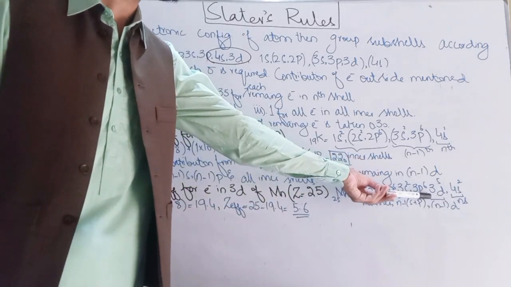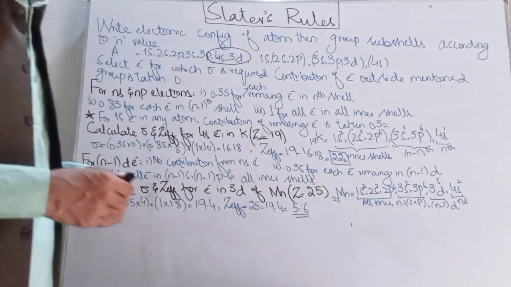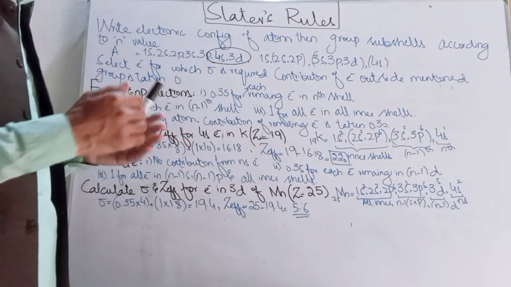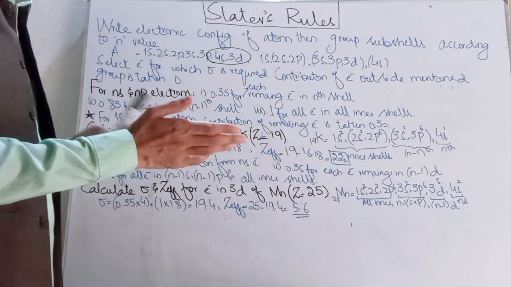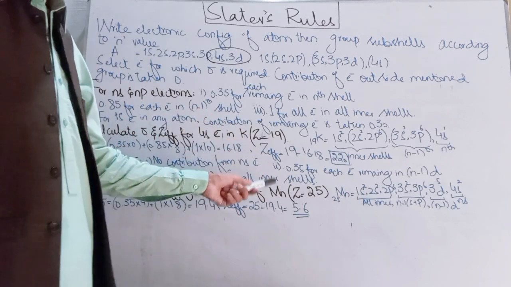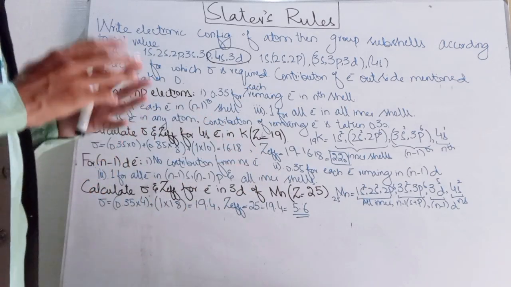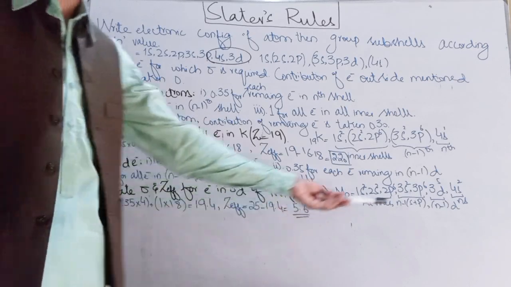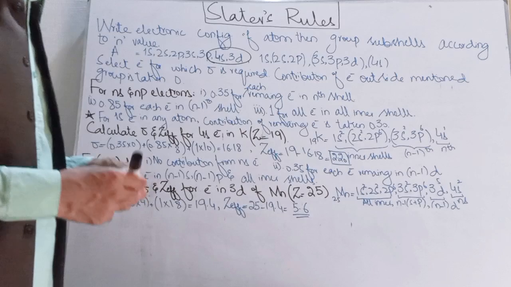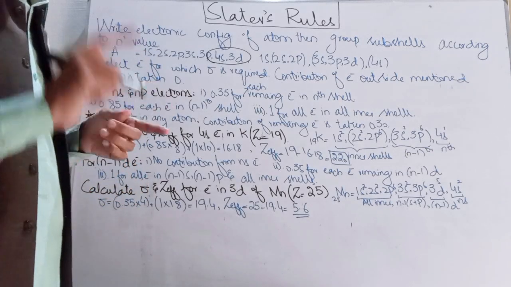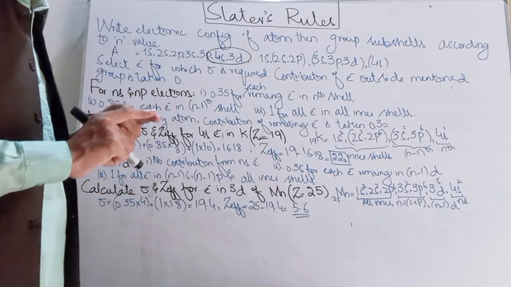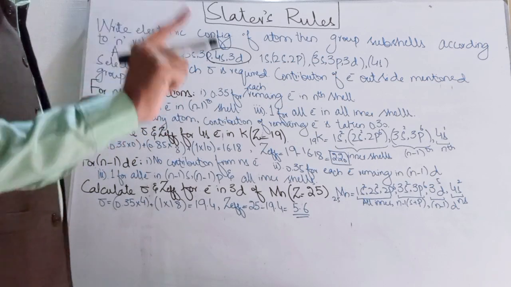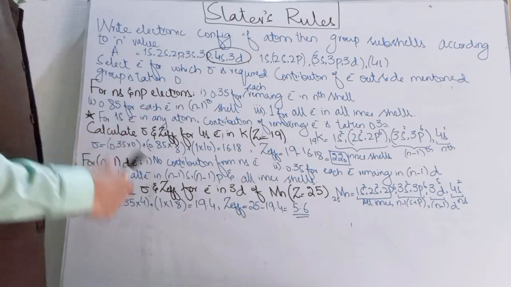If it is 3d, the outer shell would be 4s. So for the 4s electron there is 0 contribution, because that is present outside the 3d. So no contribution is taken for that. The second point, 0.35 for each electron remaining in the n-1 d. Look at this example: if there are 3d5 and we are calculating the sigma value for one electron present in the d, the remaining electrons would be 4, not 5, because we are considering 1. So remaining electrons are 4.